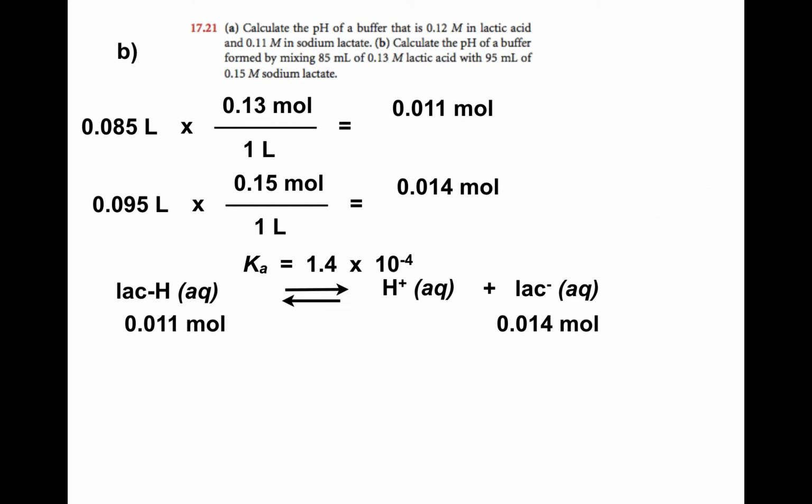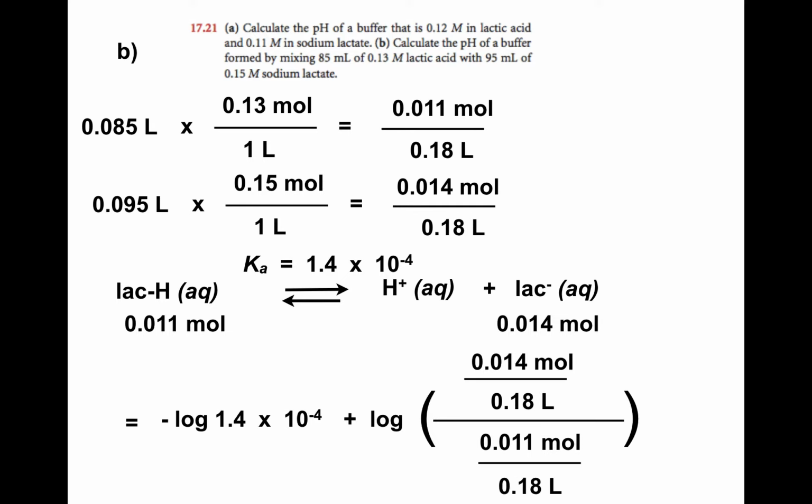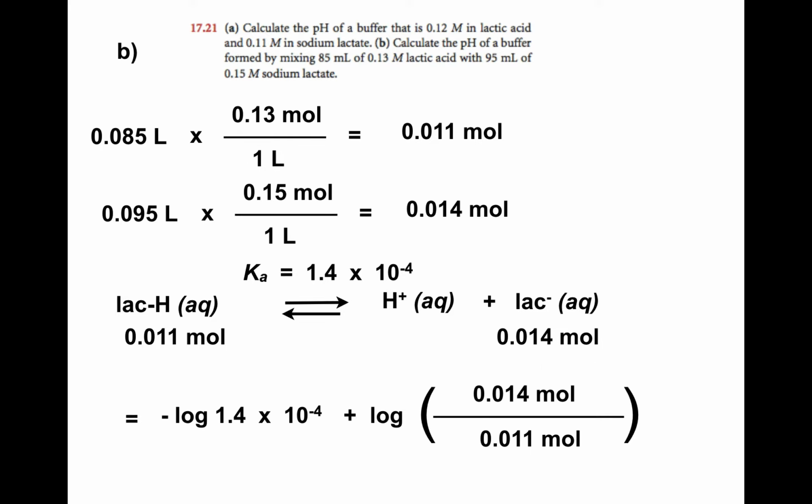Solve for the pH that way. Or we could recognize that we've got moles of lactic acid and moles of lactate, and if we divide by liters and plug into the Hasselbalch equation, those volumes cancel. So I don't actually have to convert back to moles per liter. I can just plug moles of lactic acid and lactate in and solve for the pH. So either way, it comes out the same.